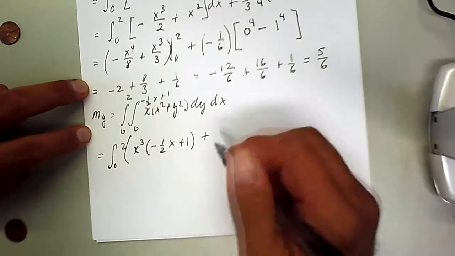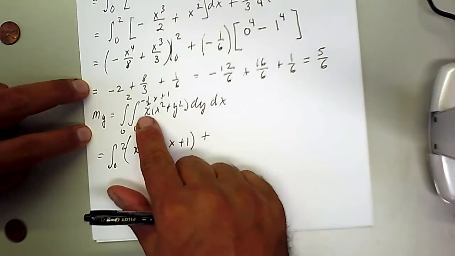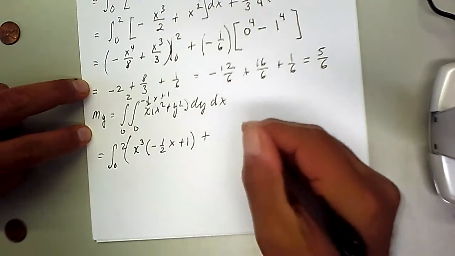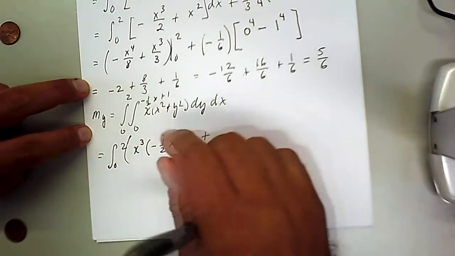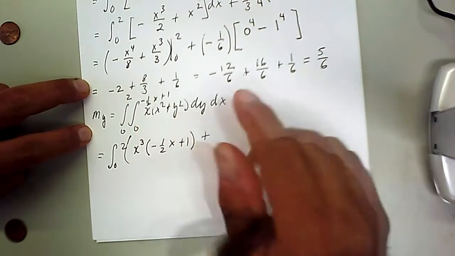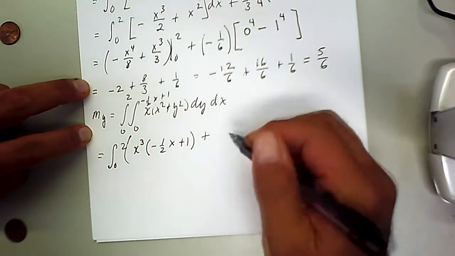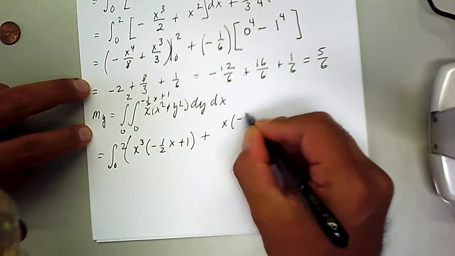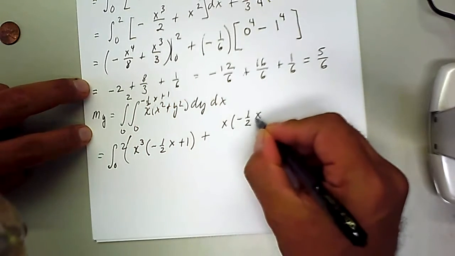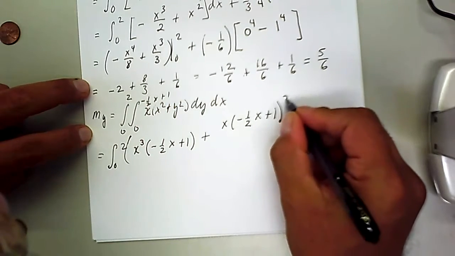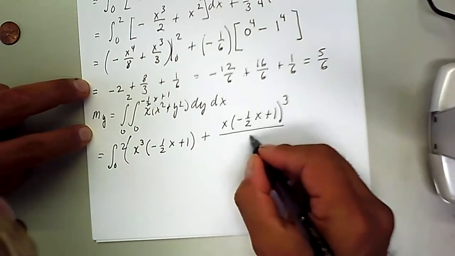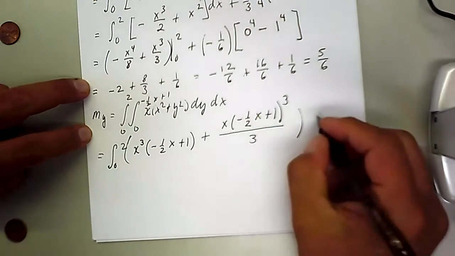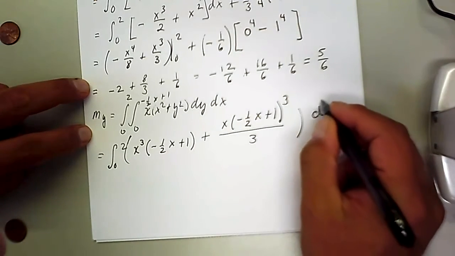Plus x times y squared. We're integrating with respect to y. So we're going to have x times y cubed over 3, but then we're going to plug in this. So we have x times negative half x plus 1 cubed over 3. Close this parenthesis that I started back here. All of that with respect to x.